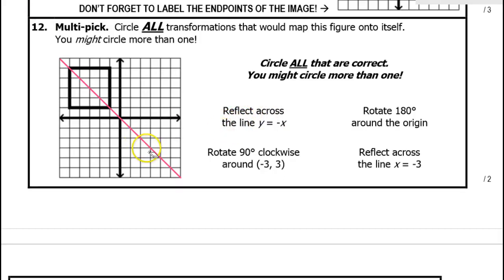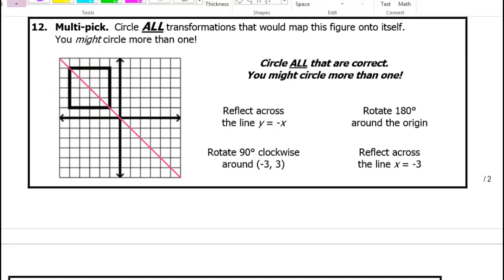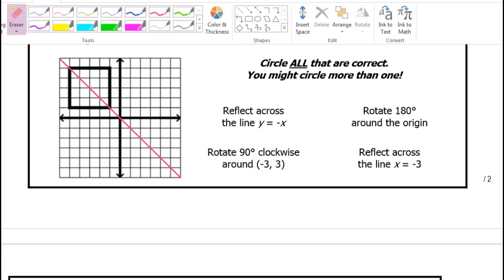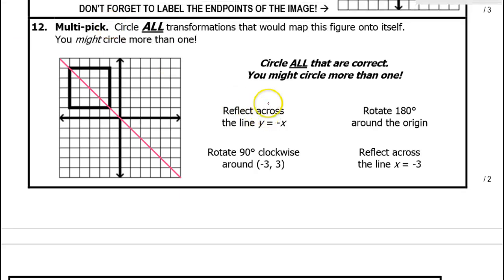So this is the line y equals negative x. Is this an axis of symmetry for this square? In other words, does it cut right through the middle of the square? Do I have mirror images on either side of this line? And yes, this is an axis of symmetry. These are mirror images on either side. So that reflection would map the square back onto itself. So I'm going to circle that one.